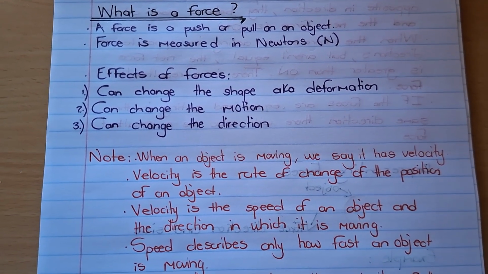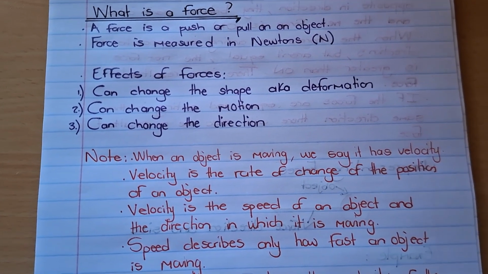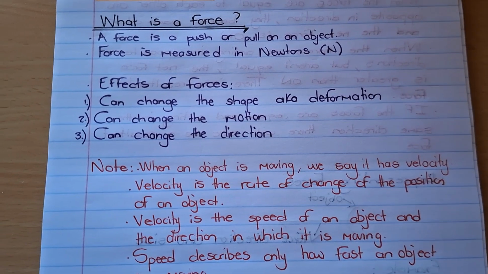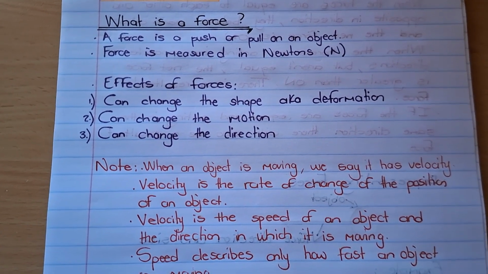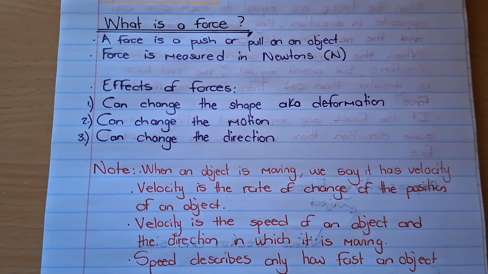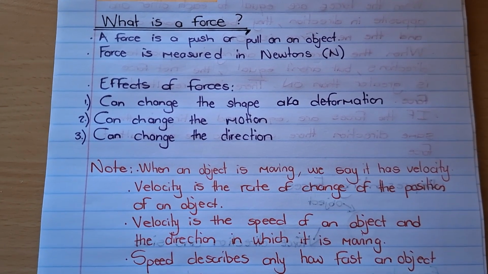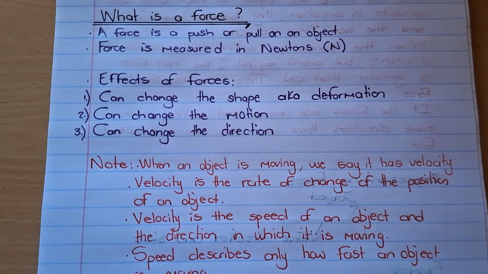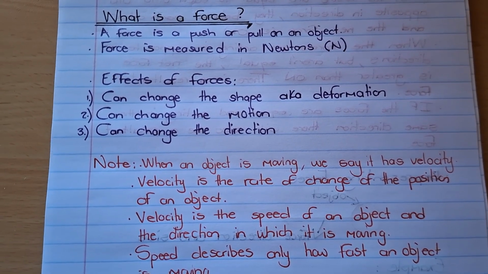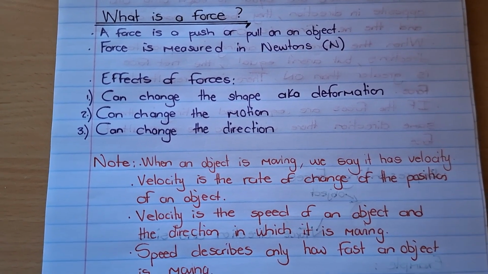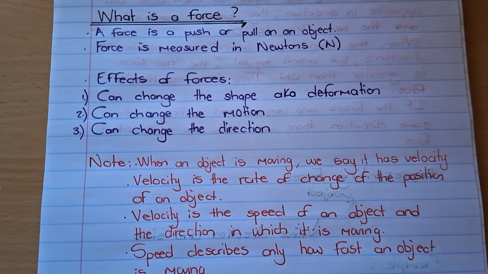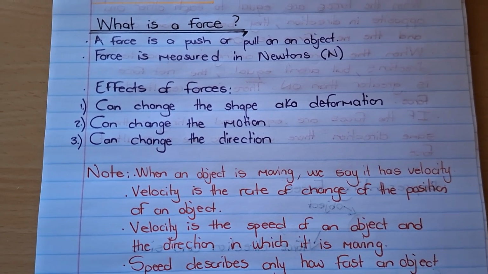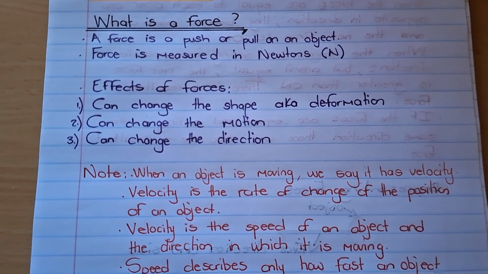The second one says forces can change the motion of an object. Motion is basically moving it. If you have a ball just sitting there doing nothing and you now kick the ball, that is a change of motion, because at first it was stationary, it wasn't moving, but you applying a force on it and kicking it, now it's moving forward. It has changed the motion of the ball. Then number three says forces can change the direction of an object. You can kick a ball in different directions, left, right, at any direction. So that's basically the different effects of forces.